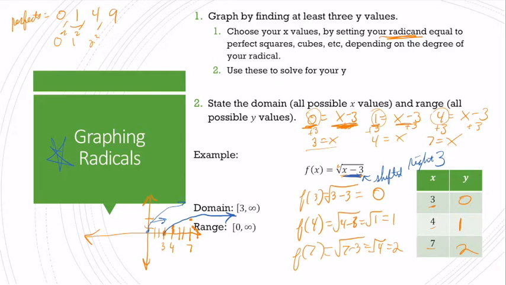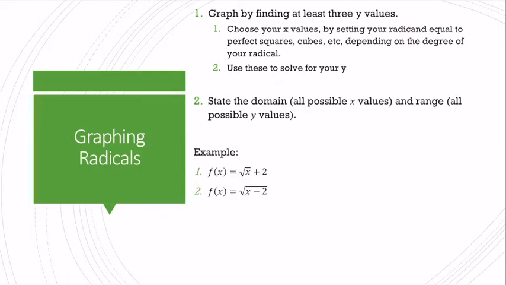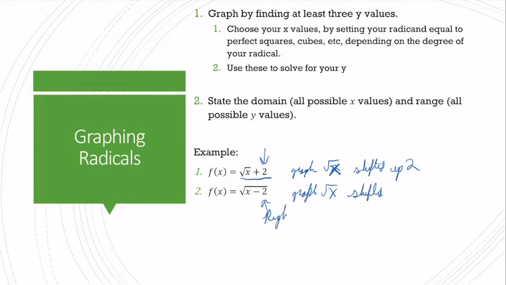So let's take a look at this next slide. If I have the square root of x plus 2, that's going to be the graph of square root of x shifted up 2, right? Because if it's outside the radical, that's a vertical shift. If it's inside the radical, it's a horizontal shift. So here I'm going to have my graph of the square root of x, but this time it's shifted not left but right 2.